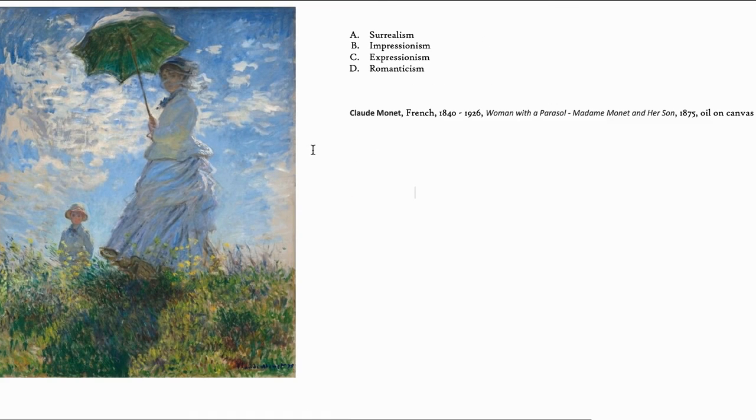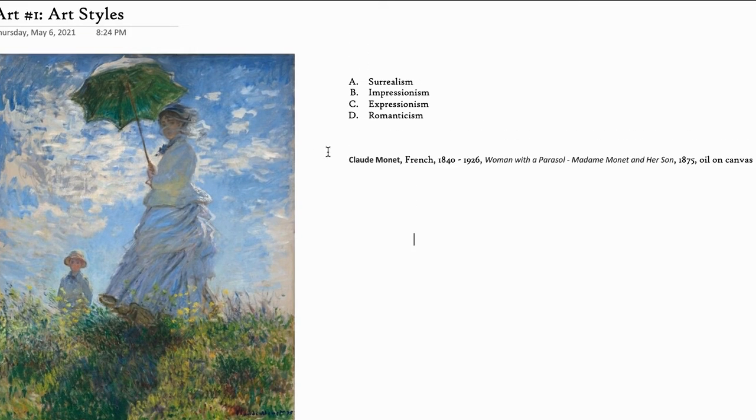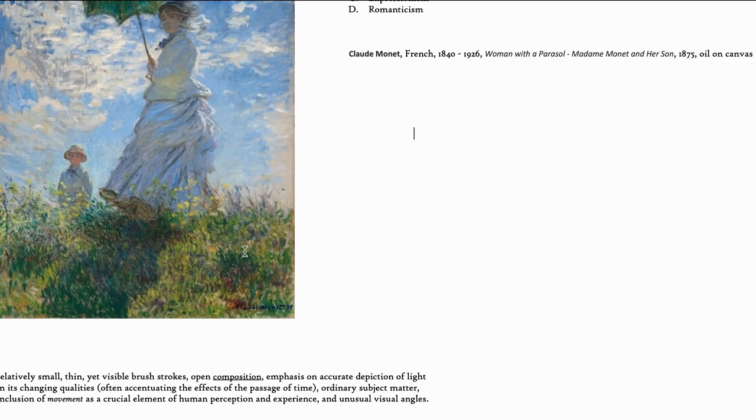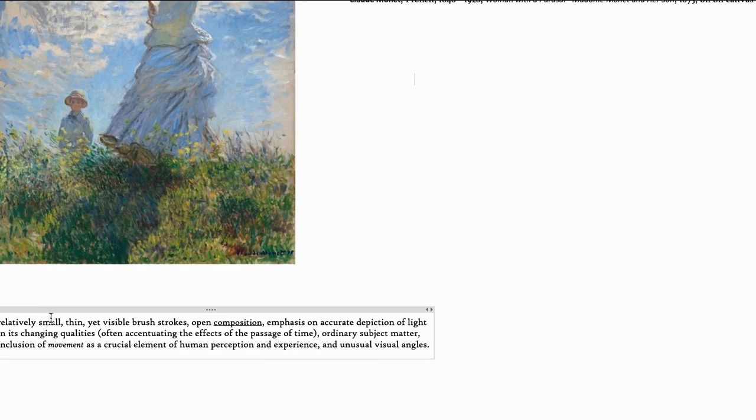So this painting is called Woman with a Parasol, Madame Monet and Her Son, and it's all on canvas. And so with all these characteristics, it's clearly the art style of Impressionism, which is defined as an art style with relatively small, thin, yet visible brushstrokes, open composition, emphasis on accurate depiction of light and its changing qualities, ordinary subject matter, inclusion of movement as a crucial element of human perception and experience, and unusual visual angles.